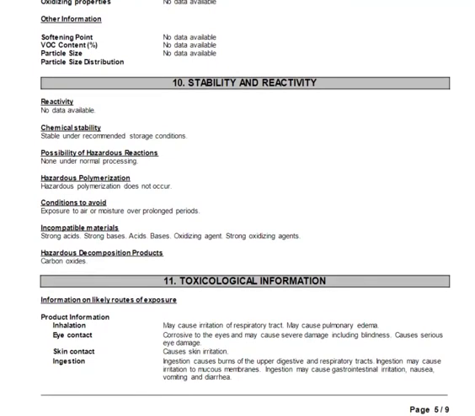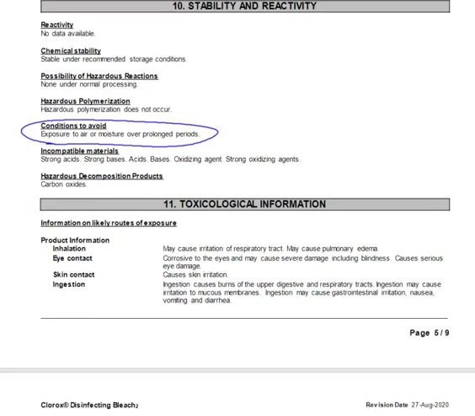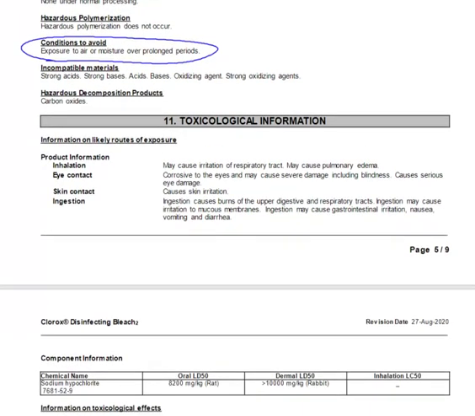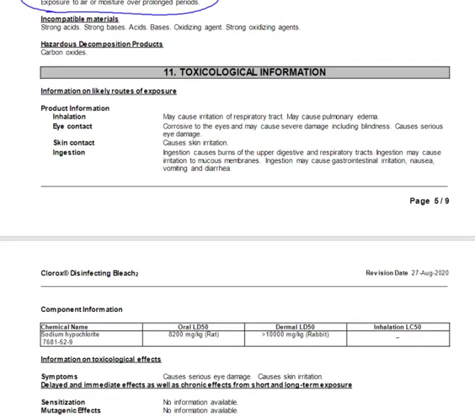Stability and reactivity. Conditions to avoid. For instance, exposure to air or moisture over prolonged periods. Basically, this means keep the lid on it, because the more air that gets to it, the less the chemical is going to be stable. And it goes on from there. Toxicological, that means, is it poisonous? Is it toxic? What happens to the different parts of the body?